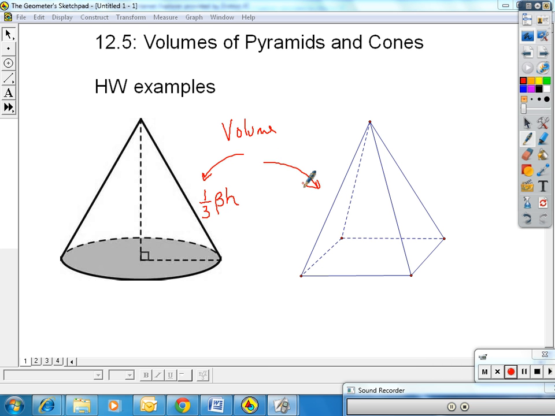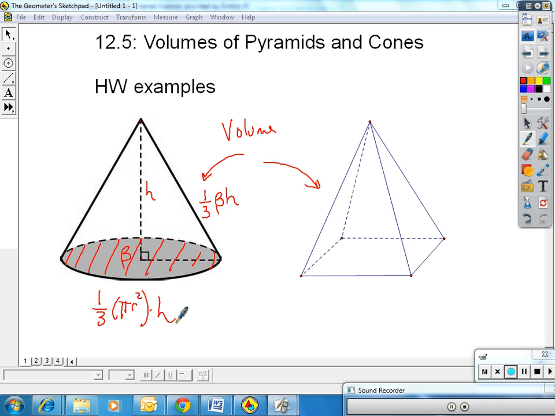So the height of the cone is the perpendicular. If I were to drop a line right down the center, that's my height. And my base is this circle. So it's going to be 1/3 pi r squared times the height. Okay.